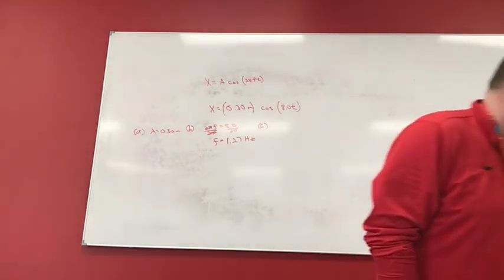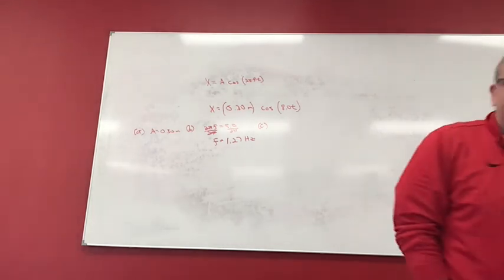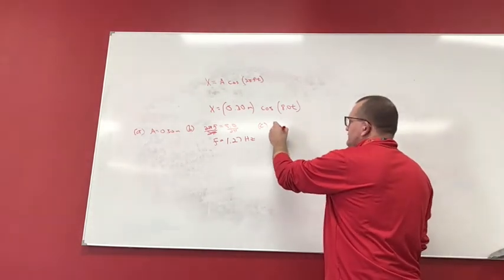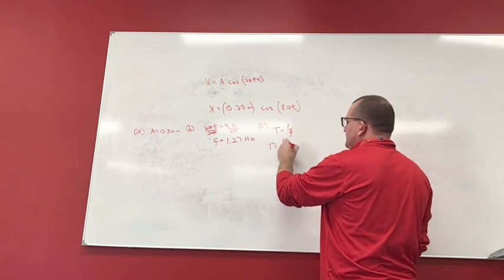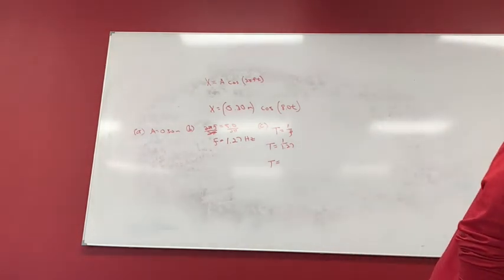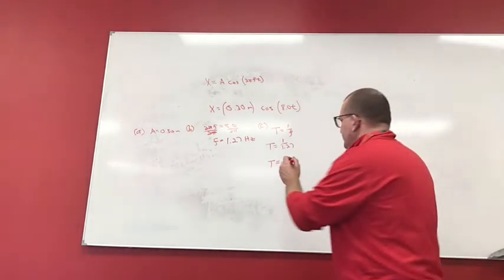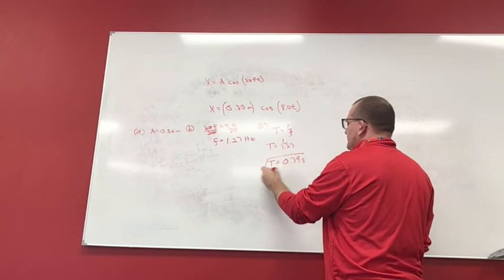C. C is asking us to find the period. Period is just 1 over frequency, so period is 1 over 1.27. So period is going to be, in this case, 0.79. So not even a full second, 0.79 seconds.